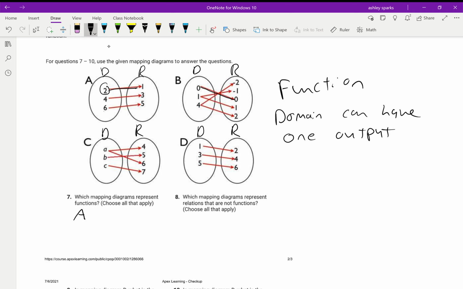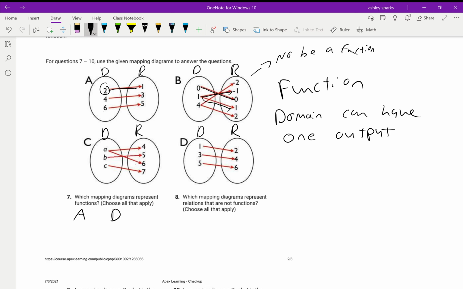If I look at B, 0 goes to 0, that's fine. But see what happens at 1 here? It goes to both -1 and 1. That means that B here would not be a function. Functions should never have that splitting off happening, which again we can see with C. See how with the A here, it goes to both the 4 and the 6. My domain has 2 outputs, that's not okay. But D, on the other hand, I got 1, I got 3 to 4, I got 5 to 6. D works. Okay? And that's just kind of the corollary.